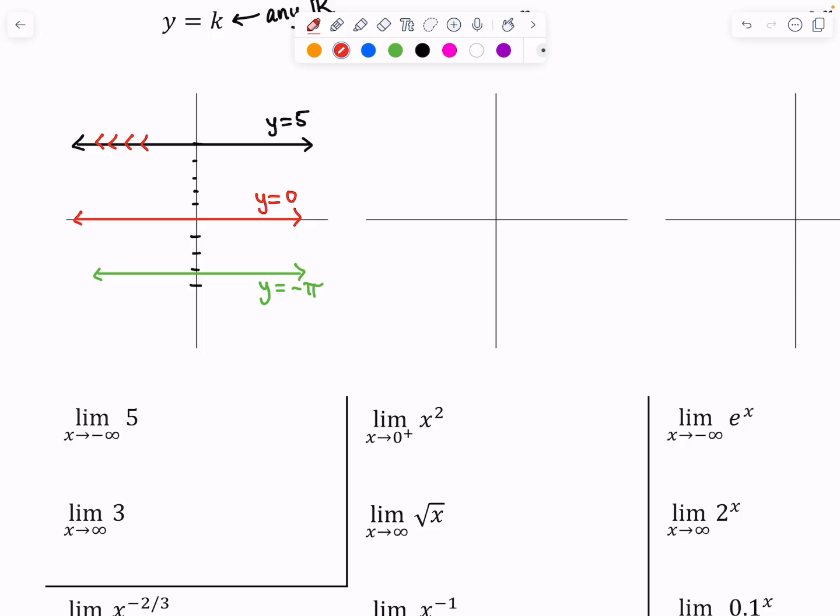As x approaches negative infinity, in other words, as you go left forever on this graph, the outputs are and will forever remain 5. Thus, the limit as x goes to negative infinity of this constant function 5 is simply that 5. Similarly, if you do x approaching positive infinity of a constant function such as 3, you're going to simply get that output 3.